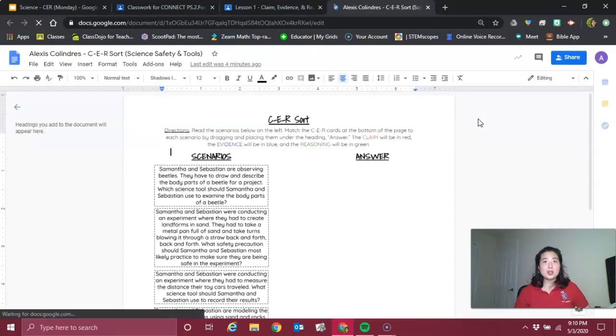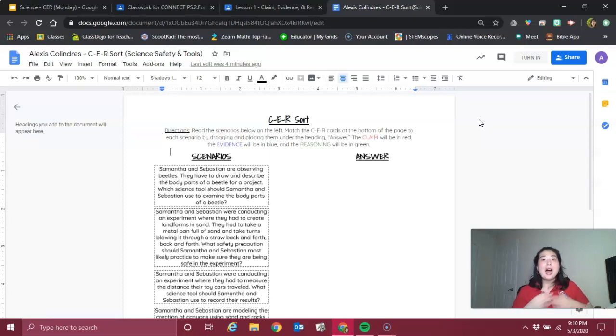Once you open that document, you will immediately see directions. You will read those directions 2 times. I will model that. First time, read the scenarios below on the left. Match the CER cards at the bottom of the page to each scenario by dragging and placing them under the heading Answer. The claim will be in red, the evidence will be in blue, and the reasoning will be in green. Second time, but much slower.